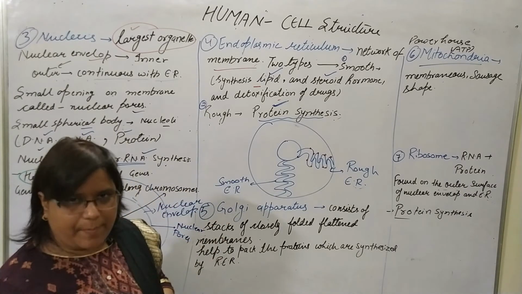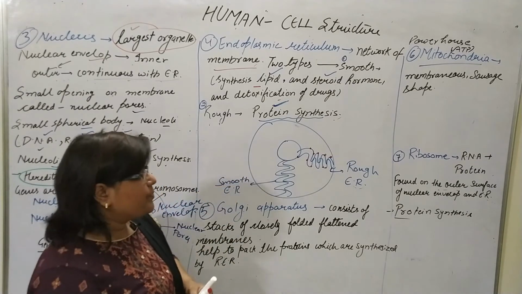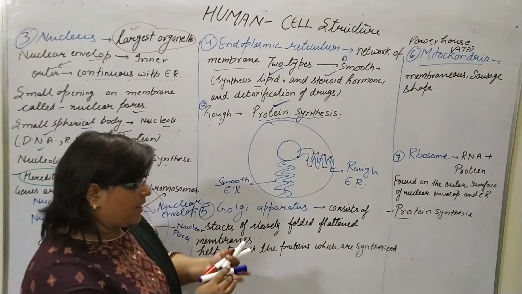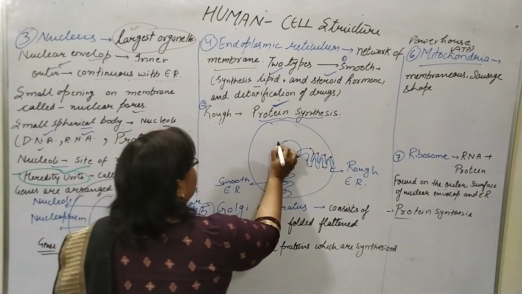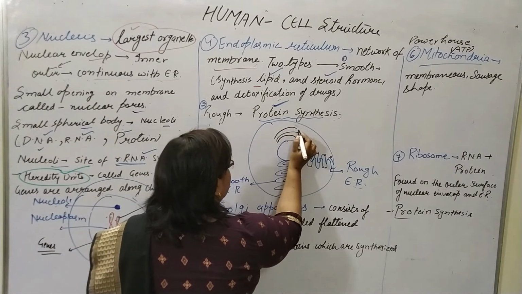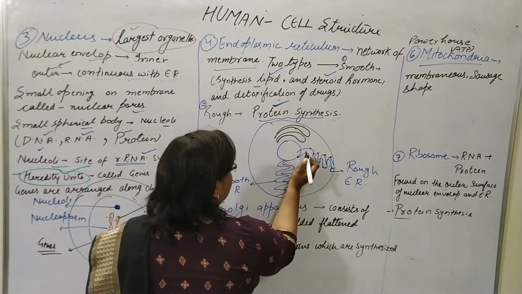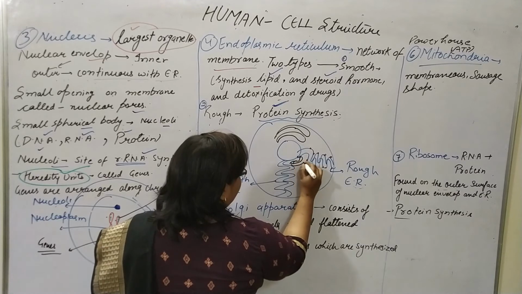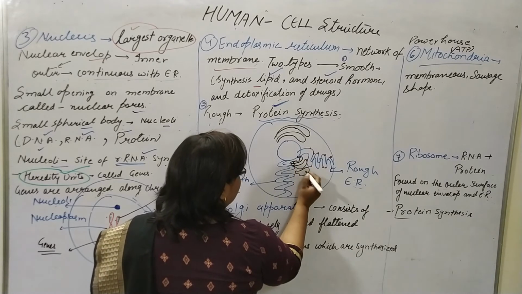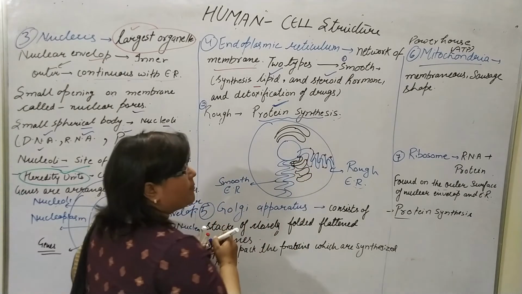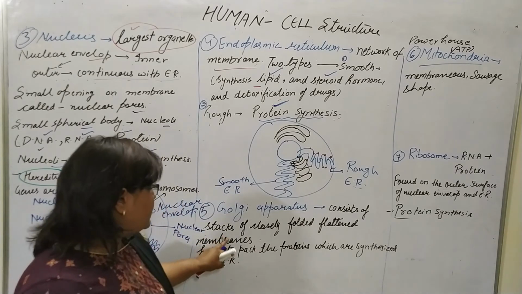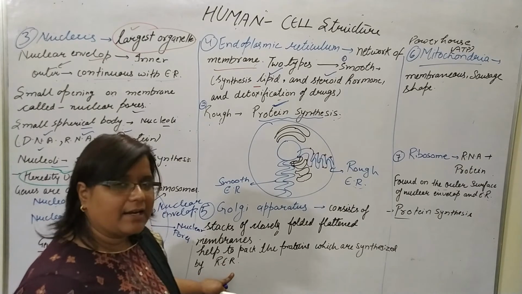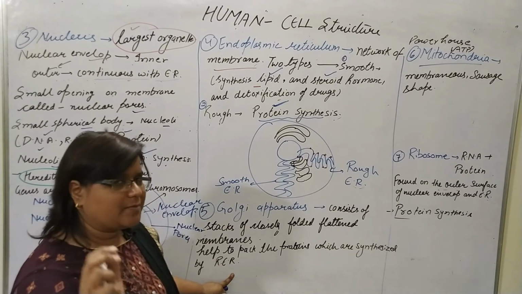Next is the Golgi apparatus. I will draw it here also. The Golgi apparatus consists of stacks of closely folded flattened membranes, like this. It is associated with the endoplasmic reticulum because the Golgi apparatus helps to pack the proteins which are synthesized by the RER. RER stands for rough endoplasmic reticulum.